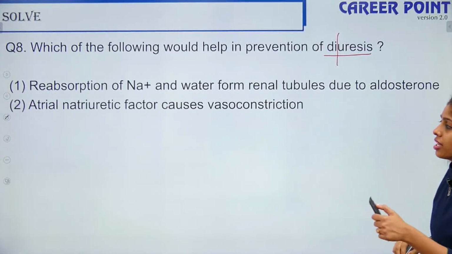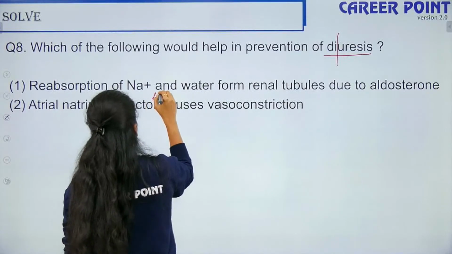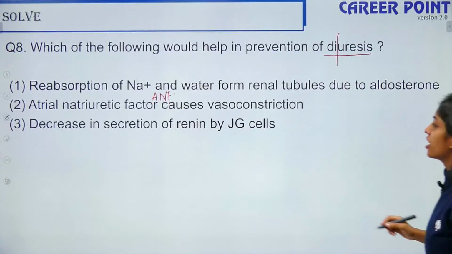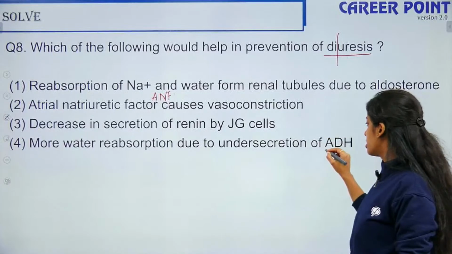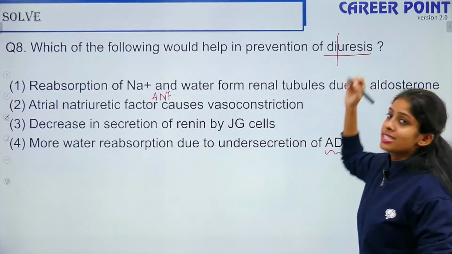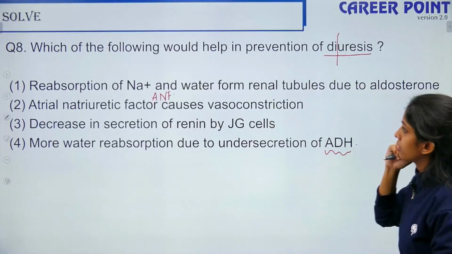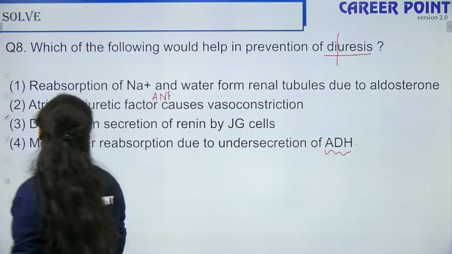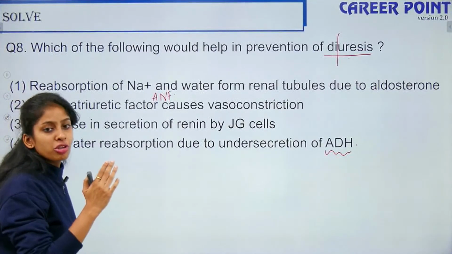Okay, atrial natriuretic factor, that is ANF, causes vasoconstriction. So decrease in secretion of renin by your JG cells, more water reabsorption due to under secretion of ADH. Yes, what is the answer? So diuresis is dilute urine. More water comes out in your urine. Yes. Option A, reabsorption of Na plus and water from renal tubule due to aldosterone.